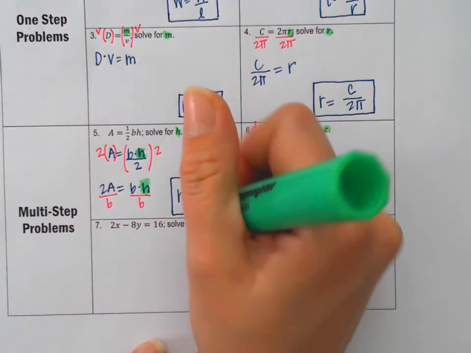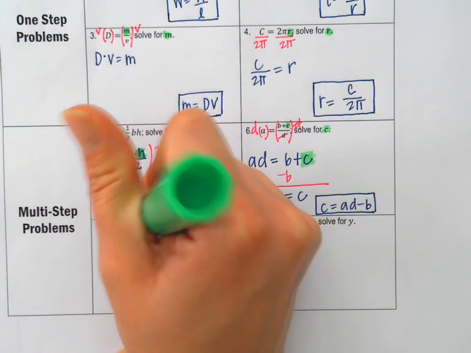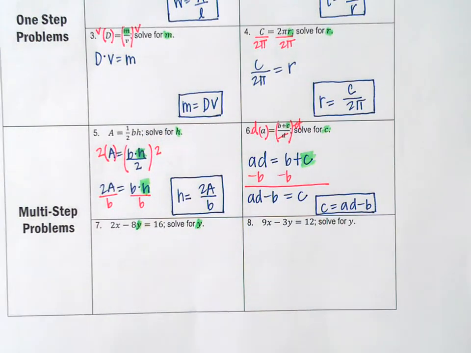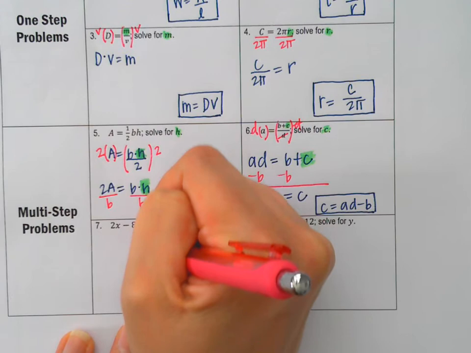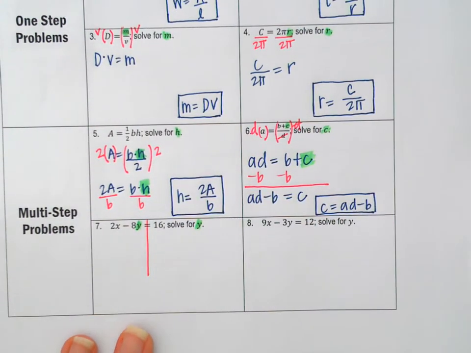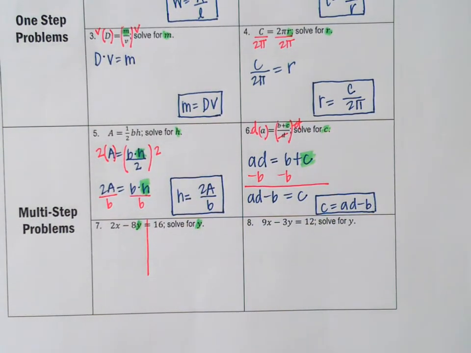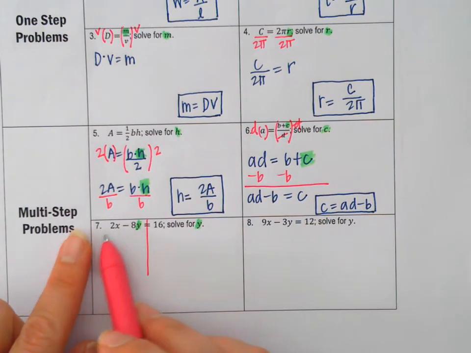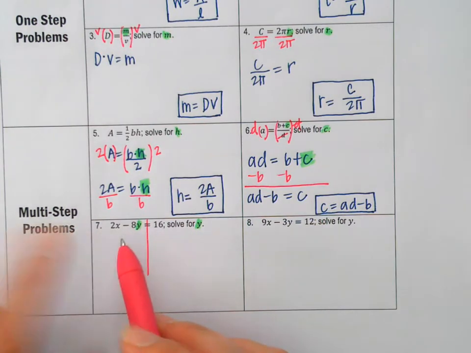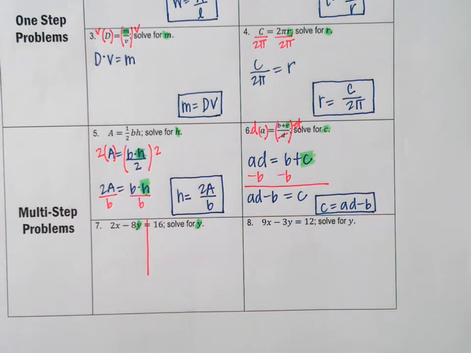So 7 says solve for y. That means we're trying to get y by itself. I'm going to go through this. I'm going to put my line down just again to keep us organized. So first thing I want to do is undo anything that's being added or subtracted. I don't have an entire dividing by something, so I don't have to worry about that. But I want to undo anything that's being added or subtracted on this side.